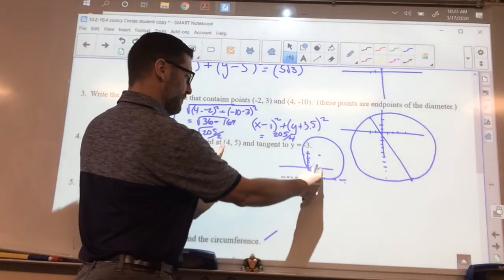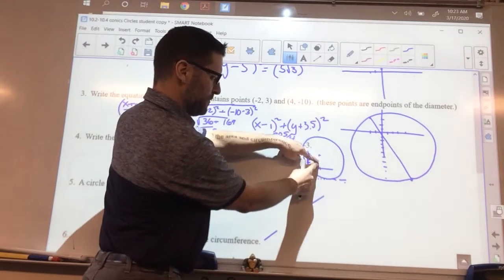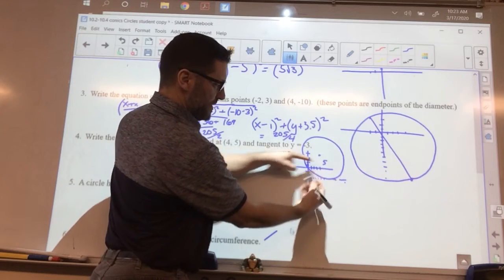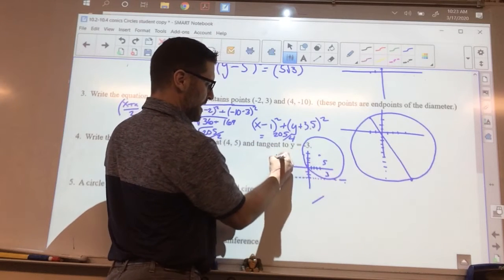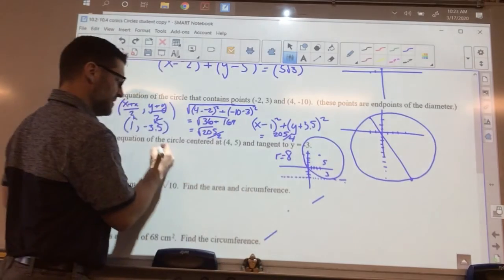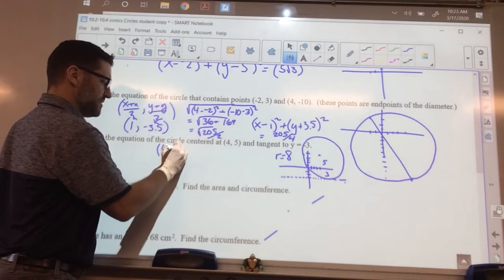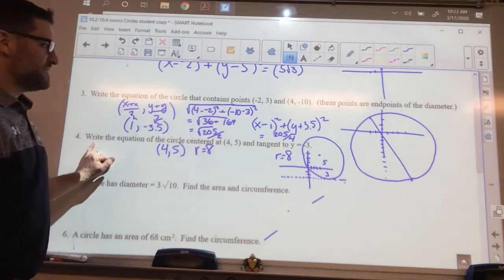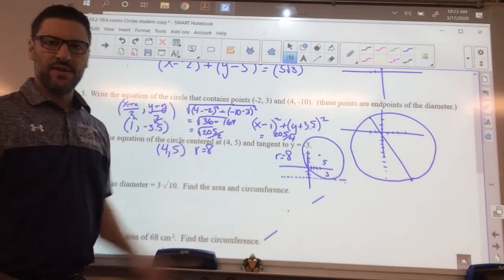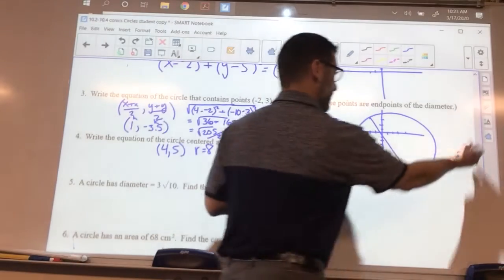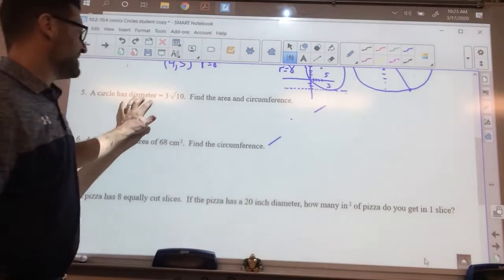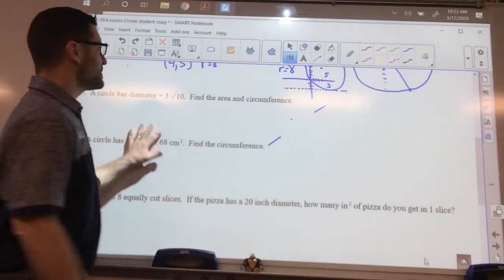Well, if I'm over 4 and up 5, so that distance is 5, and this y equals -3 is down 3, that makes my radius 8. And you can write the equation, (4, 5) with a radius of 8. Use the same formula that we've been using to write the equation of the conic section. You finish that one.